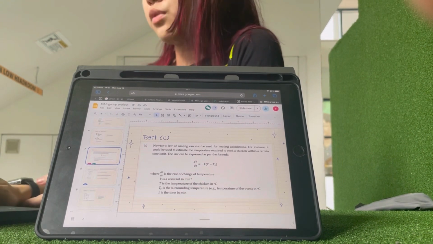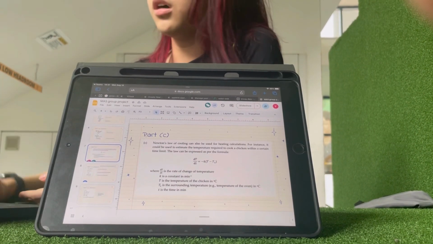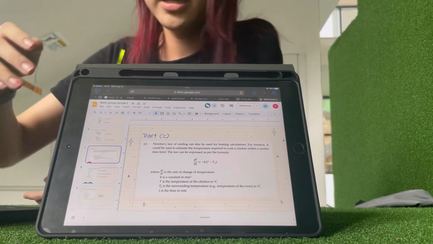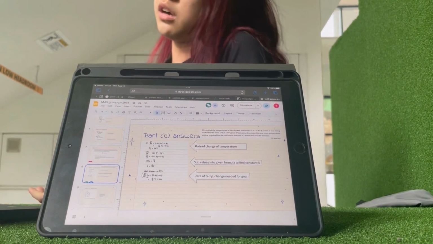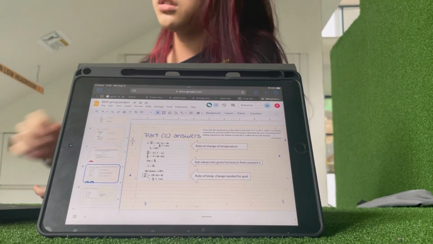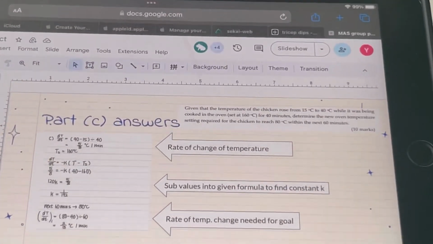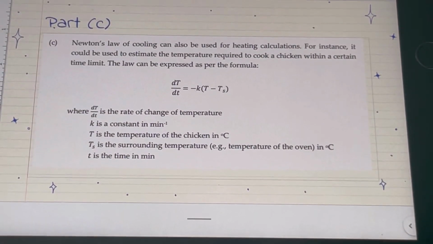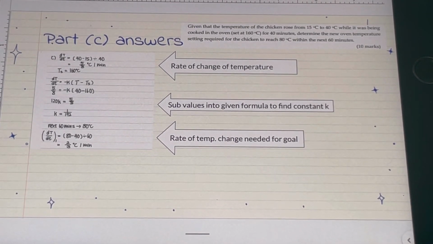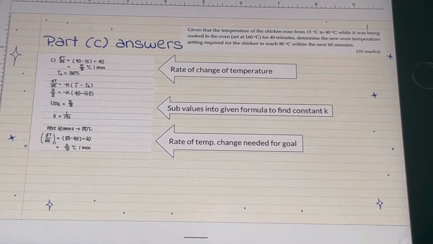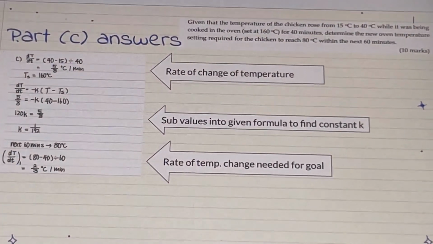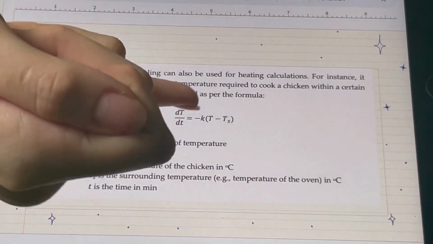Okay, moving on to part C, they have given us the rate of change of temperature formula for cooking the chicken within a certain time limit. Next, they have given us a specific scenario, and we need to find the setting required for the chicken to reach 80 degrees for the next 60 minutes. What we have to do first is sub these values into the equation itself, and after doing so, we have the completed rate of change of temperature formula. Thus we'll sub the values they gave in the given scenario to find the constant, which is k.